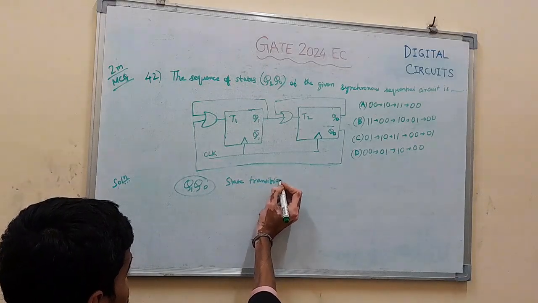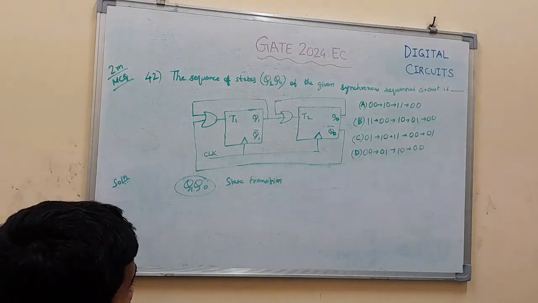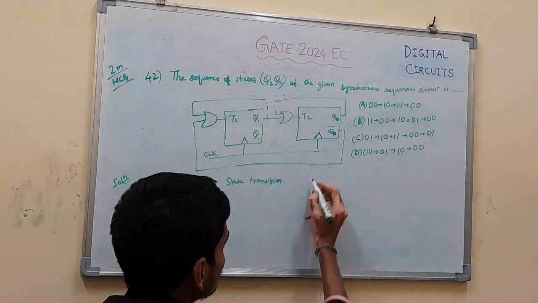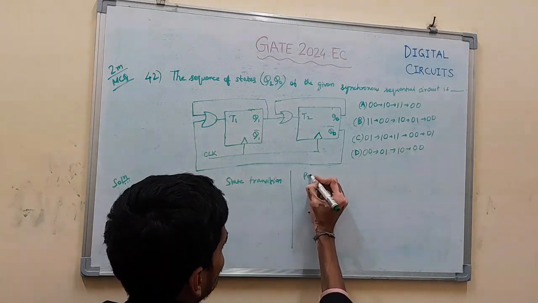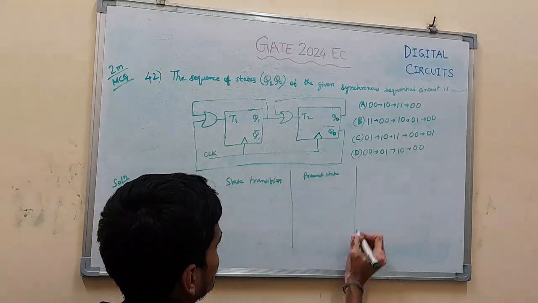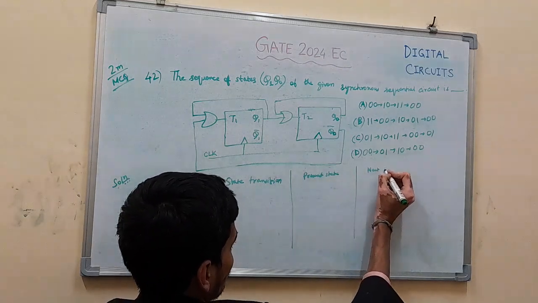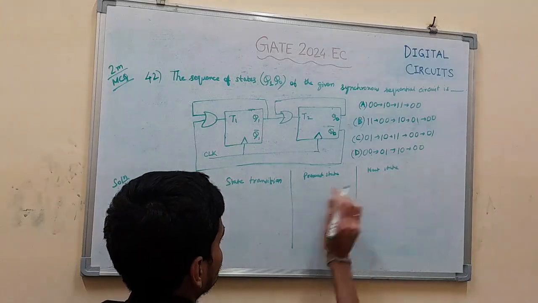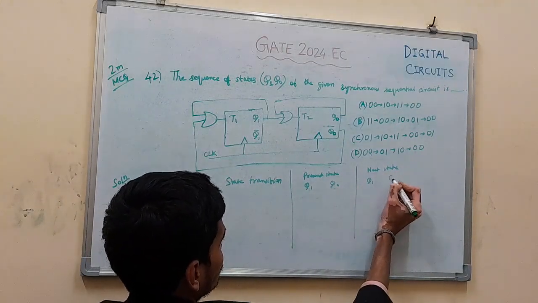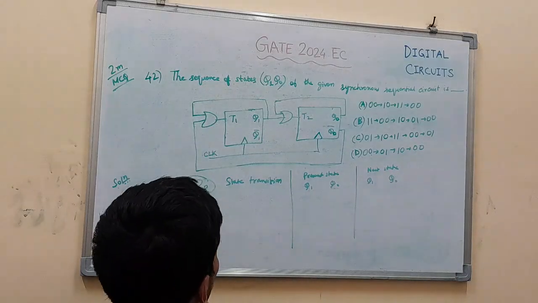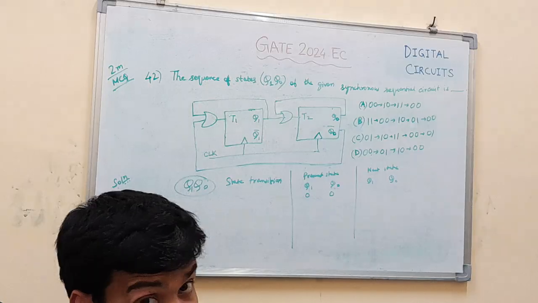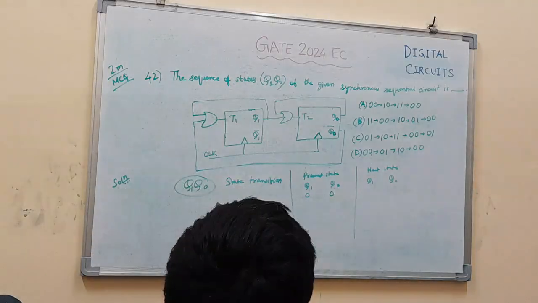It's quite easy. We have to start with any state, say 00. We draw the present state and next state, Q1 Q0 and Q1 Q0. Let's say the initial state is 00. So the assumption is the initialized reset position.